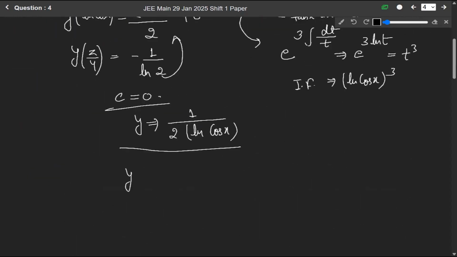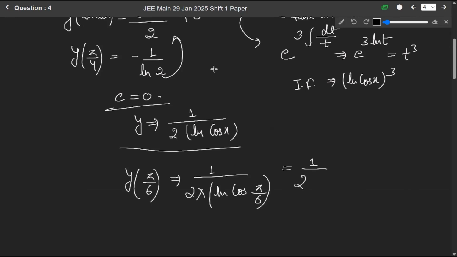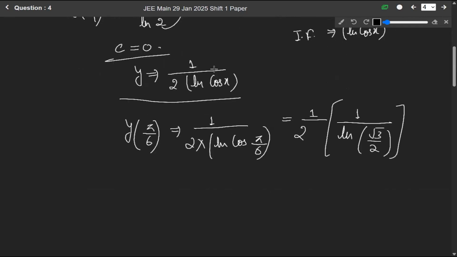So y when x equals pi by 6 will be 1 over 2 into ln cos pi by 6. Solving it, we get 1 over 2 into 1 over log of cos pi by 6, which means root 3 by 2. When we solve it, we get 1 over 2 log of a over b, which means log a minus log b.